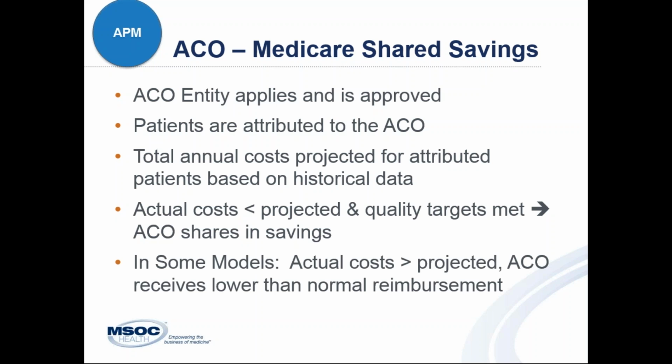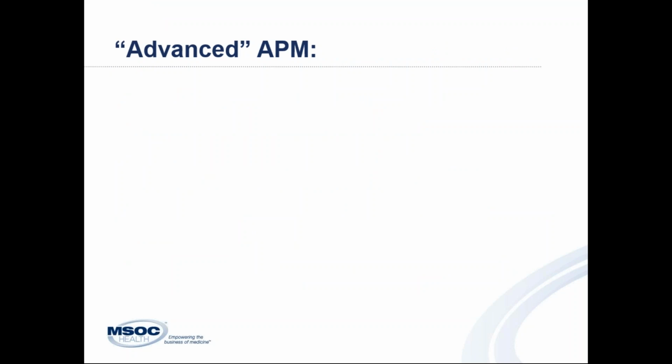And then in some models of the Medicare Shared Savings Program, if the actual costs are greater than the projected, then the ACO entity actually has to either pay back money or they have to have a lower than normal reimbursement rate the following year. So in those more advanced models, they have skin in the game. They have actual dollars that they can lose as well as gain by how they perform. And that is, in fact, one of the key components of what CMS is calling advanced alternative payment models.